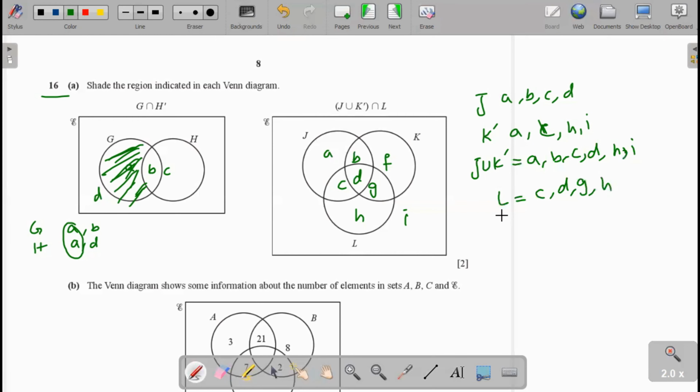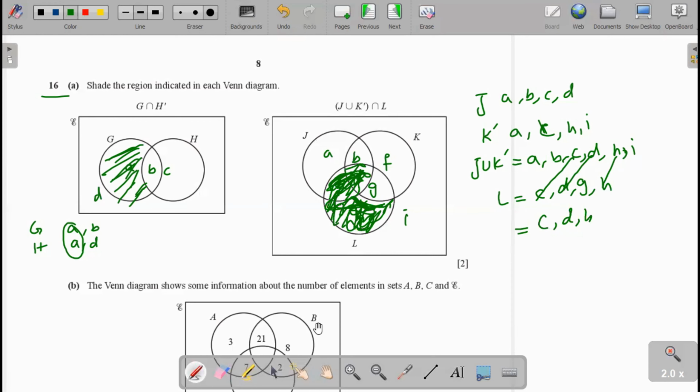Now take the common. C is common, D is common, H is common. Therefore, we shade the region C, D, H. This is C, D, and H. The region we shaded, and this is the shaded region of the Venn diagram.